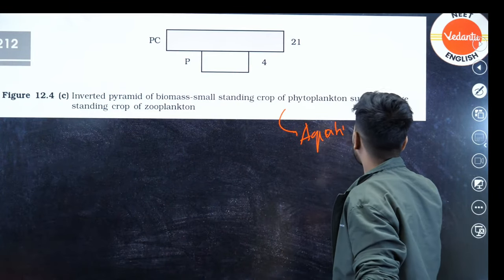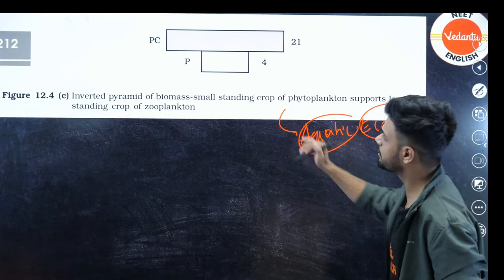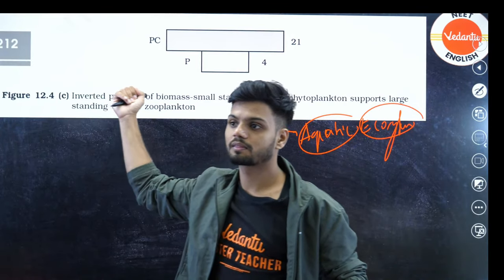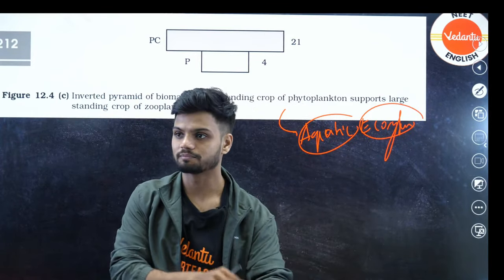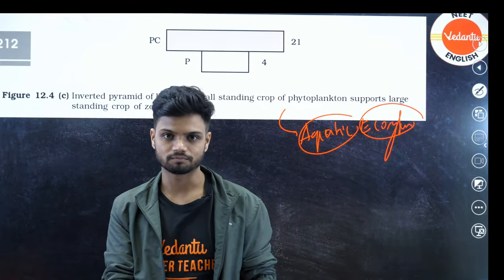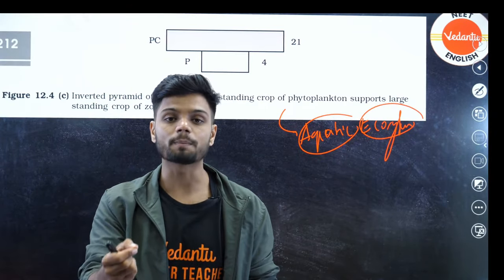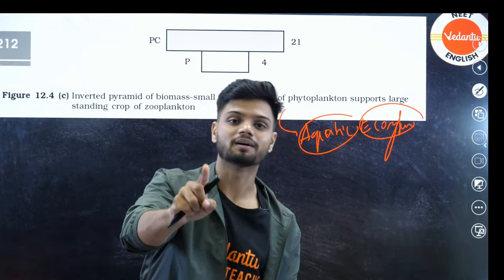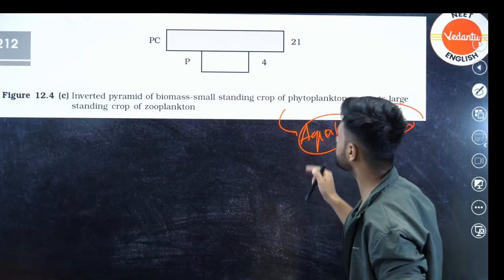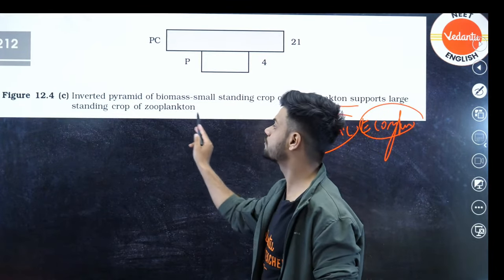It is in the case of aquatic ecosystem. In the case of aquatic ecosystem, it is inverted. Okay. Biomass is the total organic matter. Standing crop is the organic matter at a given time. That is standing crop. Okay. This is inverted. Why? Because the biomass of the phytoplanktons supports a large standing crop of zooplanktons.